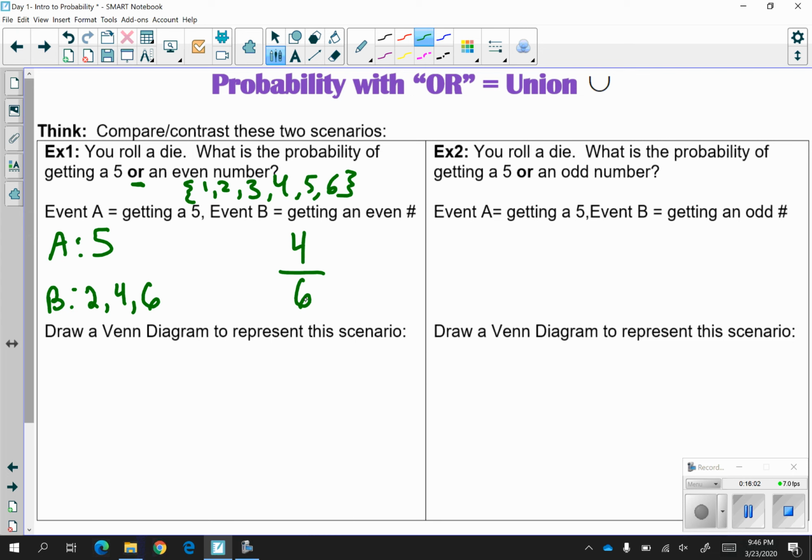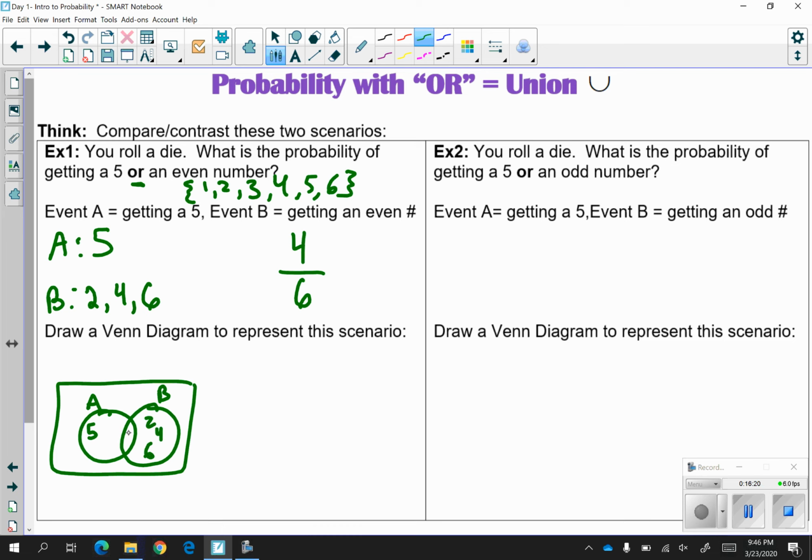Let's look at that as a Venn diagram. You have A, B. In A, you have the number 5. In B, you have 2, 4, 6. You have nothing in common. There is no overlap. And then the other numbers would be on the outside. The 1, 3, and that's it.